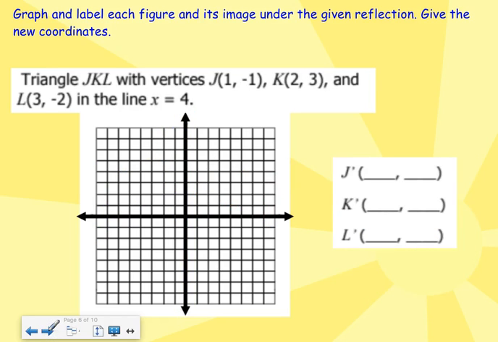On the next one, we're reflecting over the line x equals 4. So is that going to be a line like this or like this? Straight up and down. So go over to 4. 1, 2, 3, 4 on the x. 7. Going straight up.